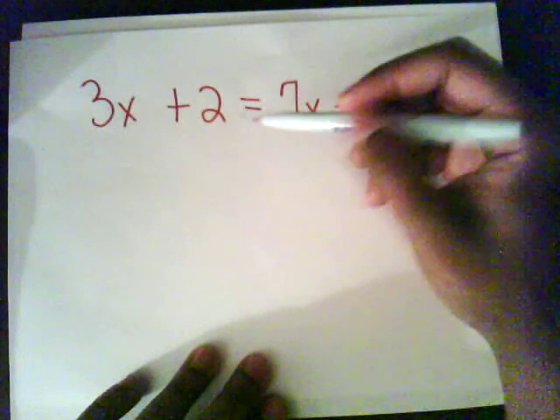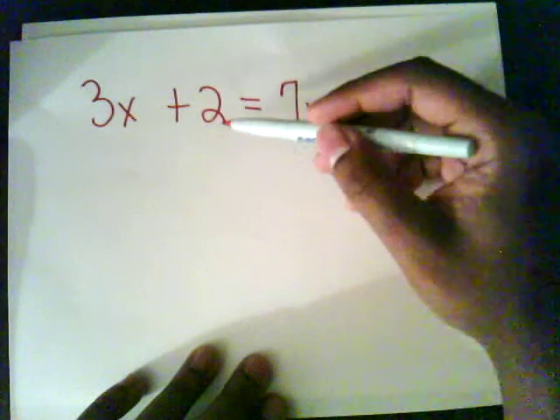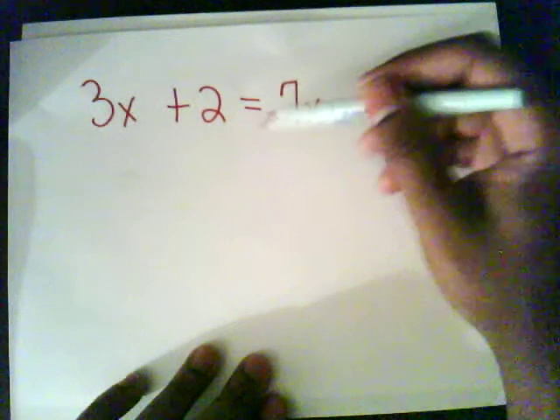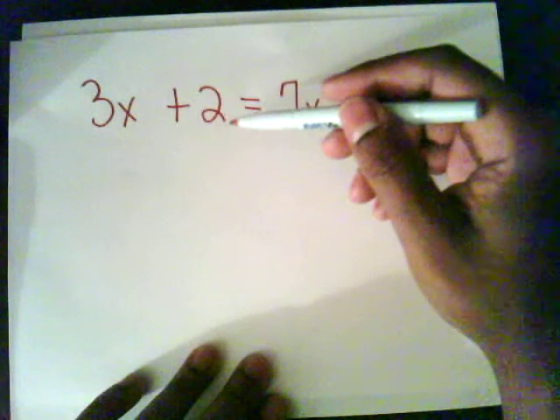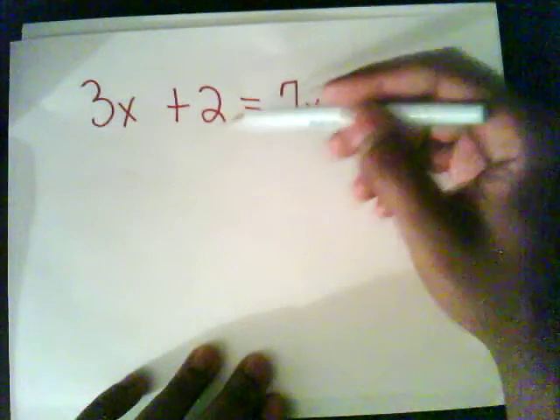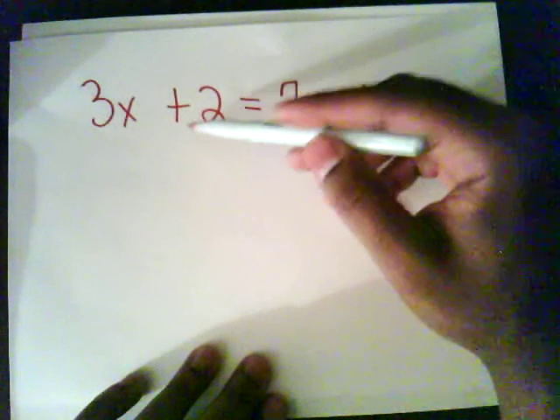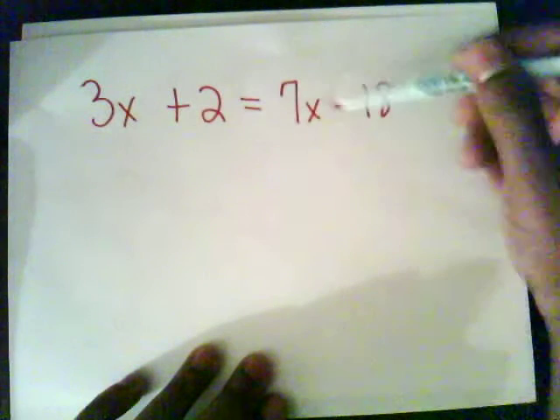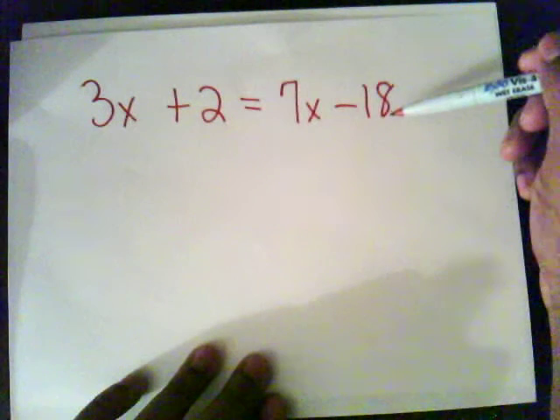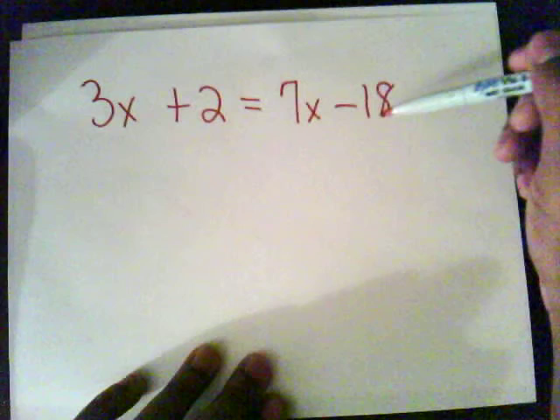First, you look to either side of the equal sign and you see, are there any terms that can be simplified or combined? We look over here, 3x plus 2. Those are unlike terms. There's nothing that you can combine. Then we look at 7x minus 18. There's also nothing you can combine there.